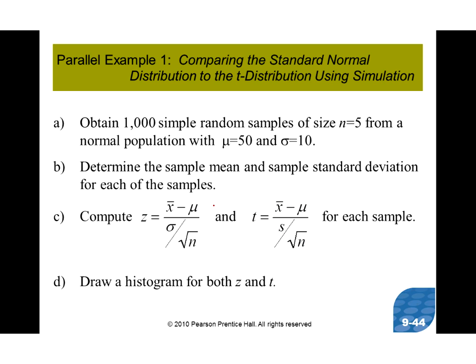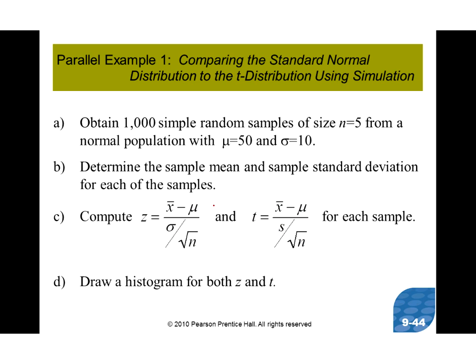Here they're doing an exercise comparing the z and the t. So what they did is they took 1,000 simple random samples of size 5. It's sort of like that confidence interval example in the previous lecture. They said, all right, so normal population with population mu equals 50 and sigma equals 10. They determined the sample mean and standard deviation for each of the samples. So they had 1,000 samples, 5 numbers in each sample.